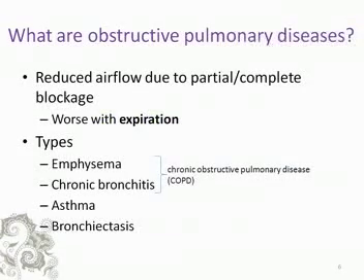What is it? Obstructive pulmonary diseases generally are reduced airflow due to a partial or complete blockage. It's exaggerated, or it's worse, with expiration. We're going to look at 4 different types of obstructive pulmonary diseases. You can see them listed here: emphysema, chronic bronchitis, asthma, as well as bronchiectasis.